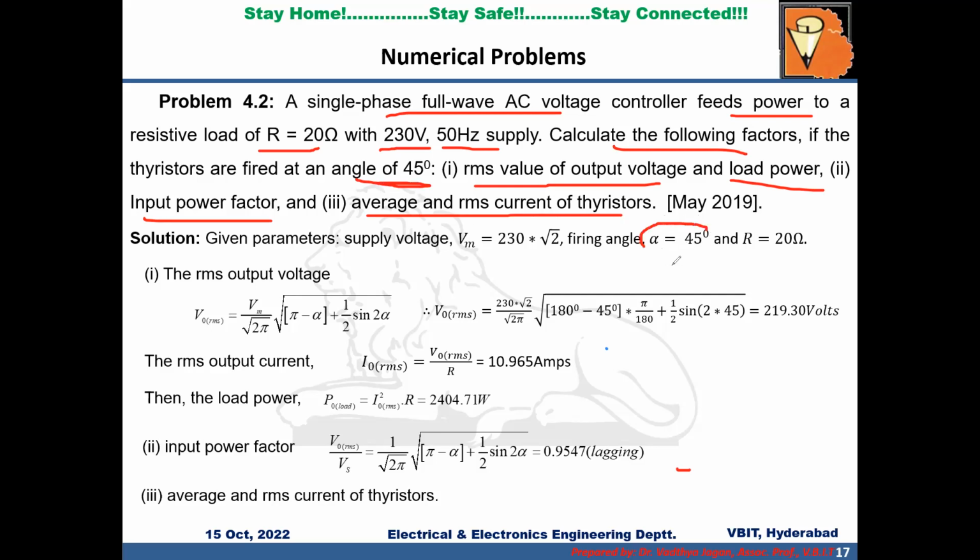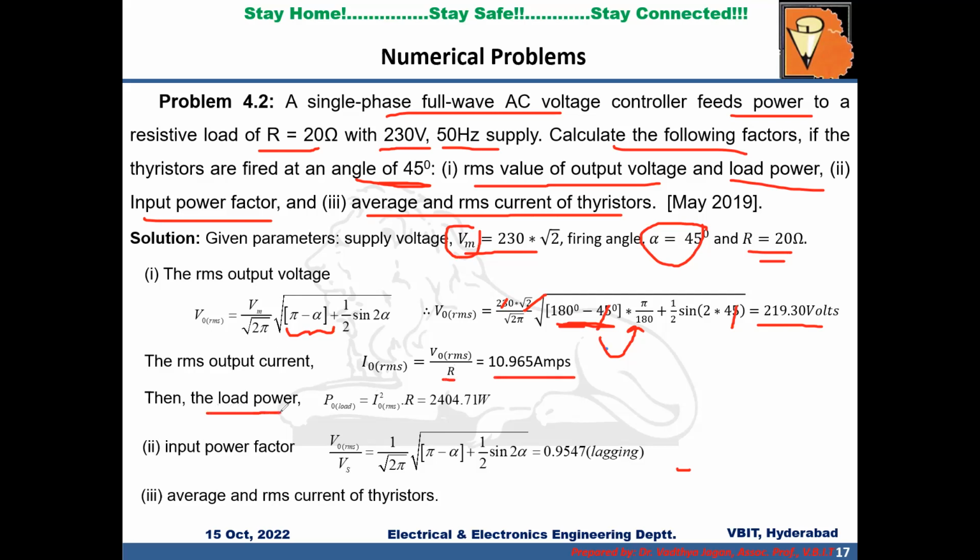So alpha is given as 45 degrees, the load is a resistive load, and input voltage 230 into root 2 will give the Vm, because V naught RMS is Vm by under root 2 pi, under root of (pi minus alpha plus 1 by 2 sin 2 alpha). Alpha is 45, Vm is 230 into root 2, and pi minus alpha is 180 minus 45 degrees. That is in degrees, so we need to convert degrees into radians, which is why it is multiplied with pi by 180. That will give the RMS output voltage as 219.30 volts. If I know the RMS output voltage, that divided by resistance will give the RMS output current.